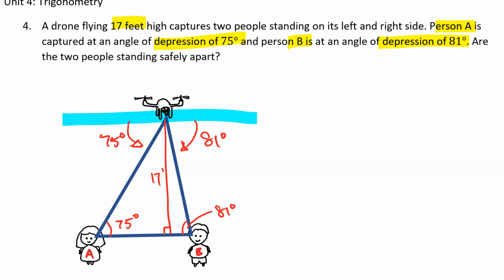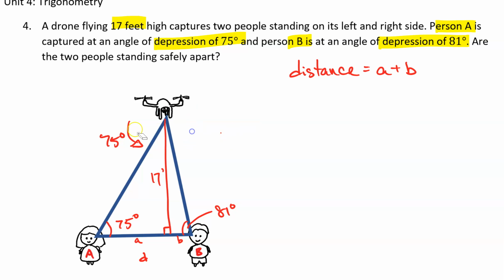At this point, I'm going to figure out what the game plan is. If we're trying to figure out how far apart they are, I'm going to use the letter D, because that's their distance. Really, what I'm trying to figure out is the distance of person A and person B, because D is equal to A plus B. The distance apart is equal to A plus B. So let's work with these two situations. I'm going to get rid of my angles of depression now, since they're no longer needed.